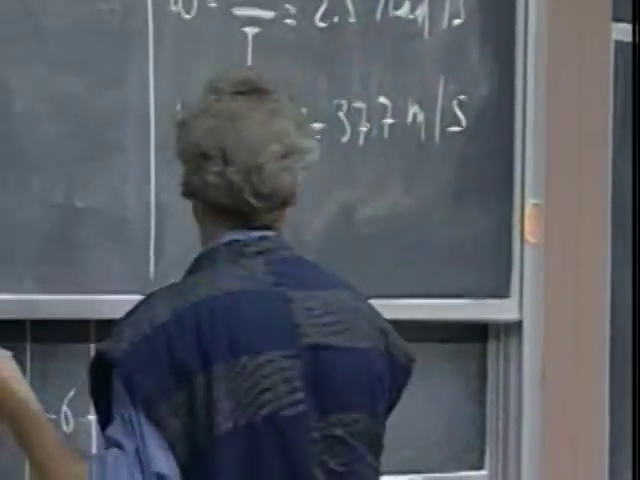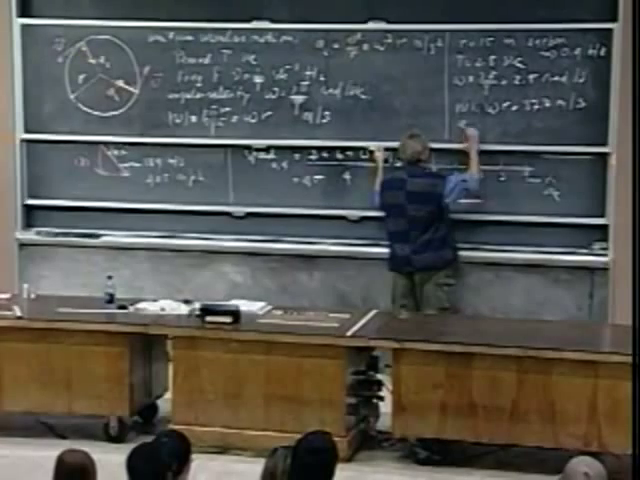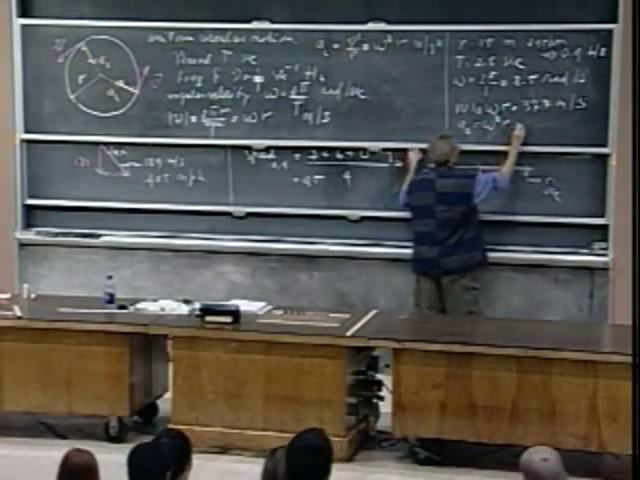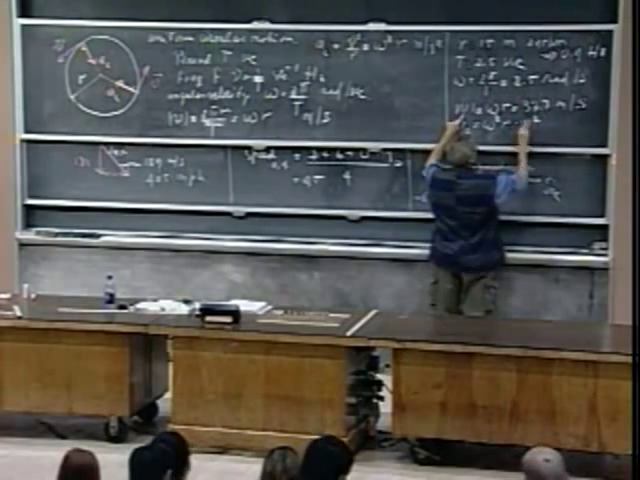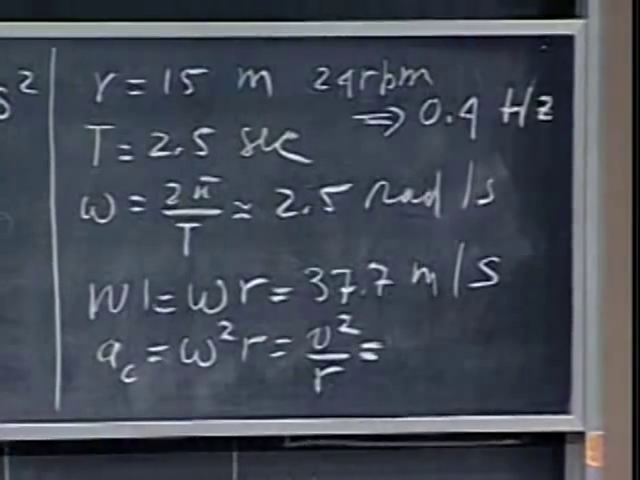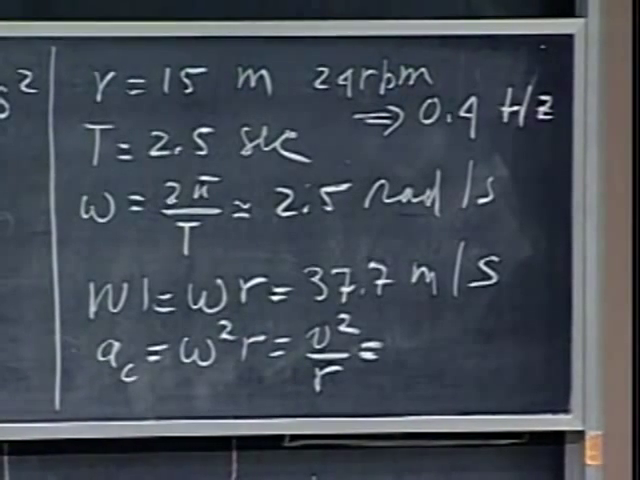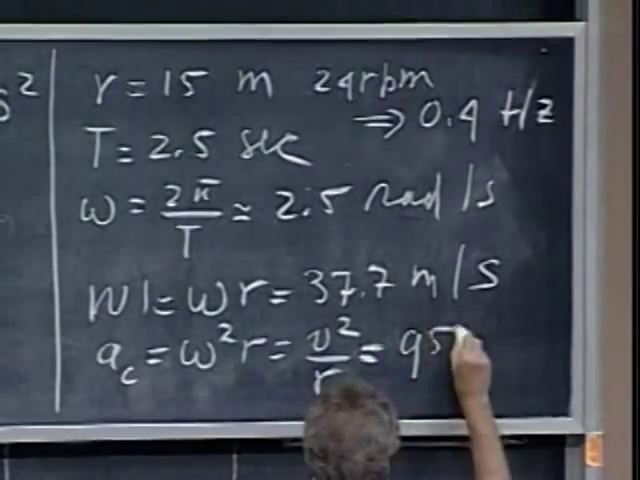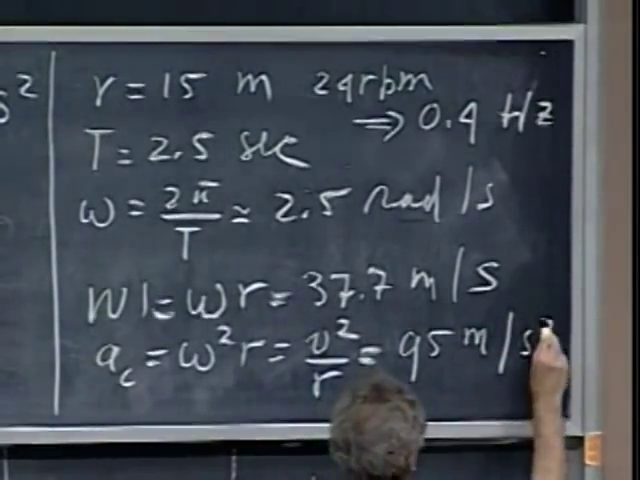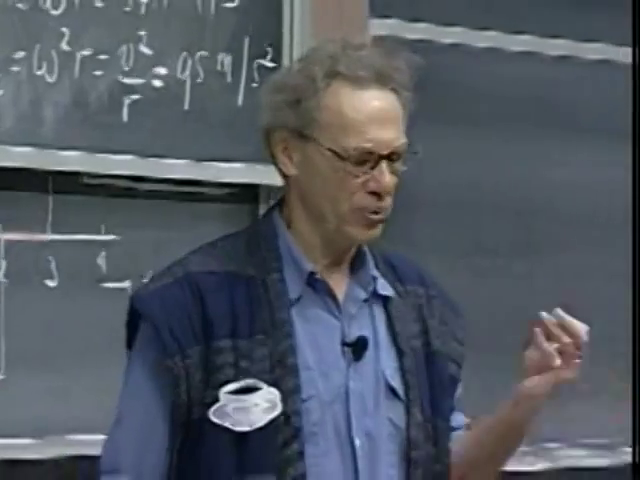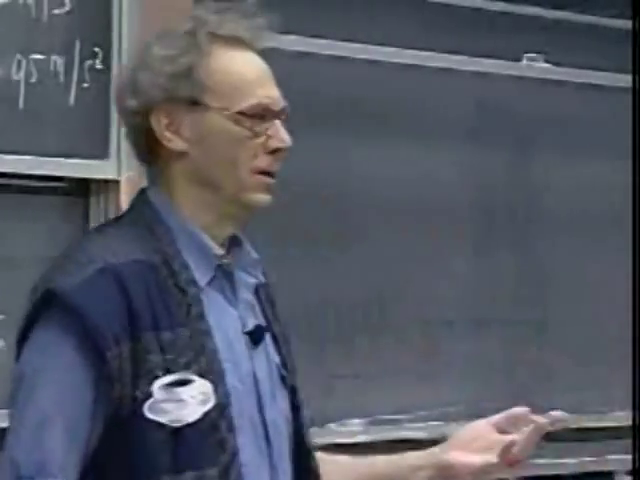What, of course, the goal is for NASA, what is the centripetal acceleration? That is omega squared r. Or if you prefer to take v squared divided by r, you'll find, of course, exactly the same answer if you haven't made a slip, and that is 95 meters per second squared. And that is about 10 times the gravitational acceleration on Earth, which is really phenomenal.